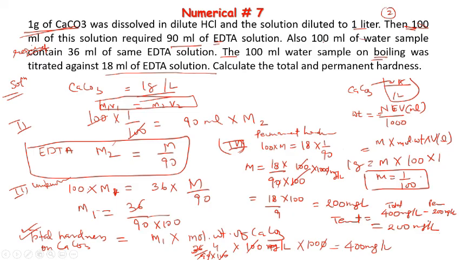I hope you understand all these numerical problems, and these are the simplest way. We have not used any complex type of calculations. Simply M1 V1 is equal to M2 V2 or N1 V1 is equal to N2 V2, and simply molarity is multiplied by molecular weight, normality is multiplied by equivalent weight. That is the simplest concept to solve all these numerical problems. I hope you understand all these numerical problems. They are very simply solved, and I hope you like this video. Thank you all.